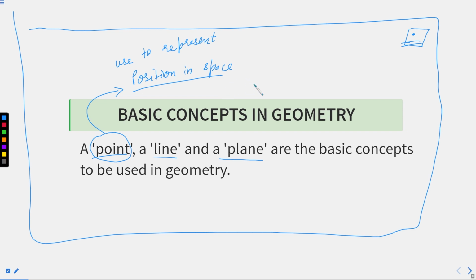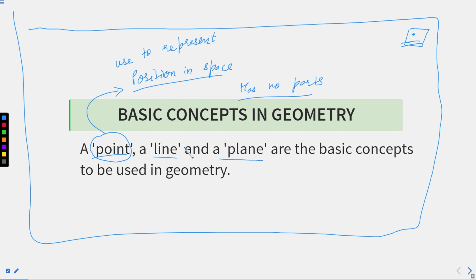Now, a point has no parts. No parts meaning it cannot be divided or broken down into parts. It has no length, no breadth, and no depth. It is just a point to represent a position.